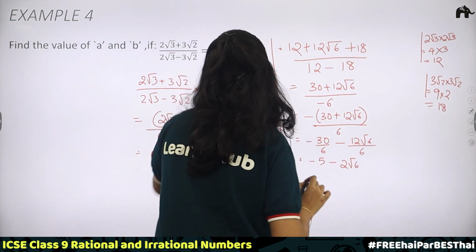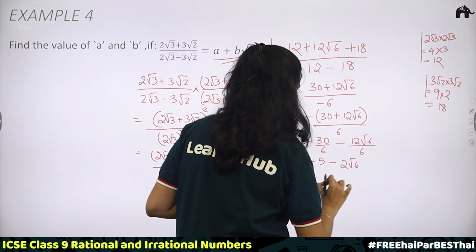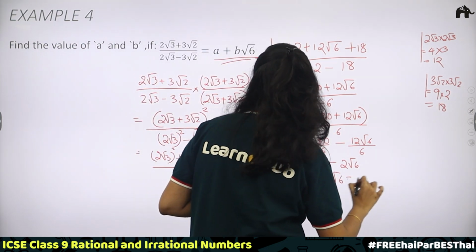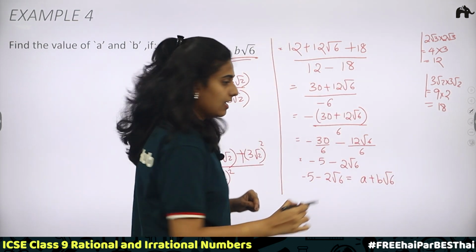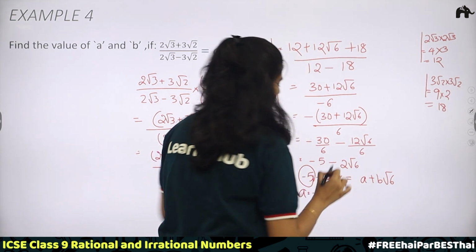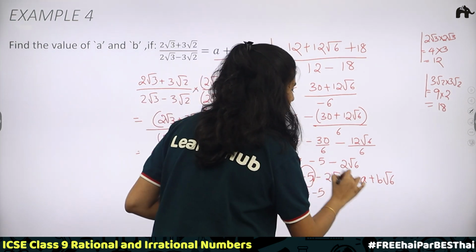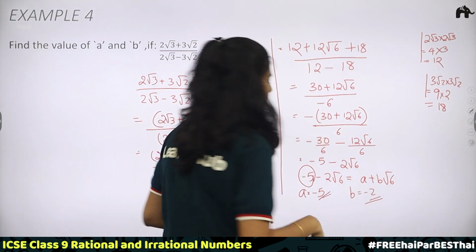Now we have to compare it with this right hand side. This part, minus 5 minus 2 root 6, is equal to A plus B root 6. Then what is A? A is this value, A will be equal to minus 5. B is this value, that is with root 6. B is equal to minus 2. So we have determined the values of A and B.